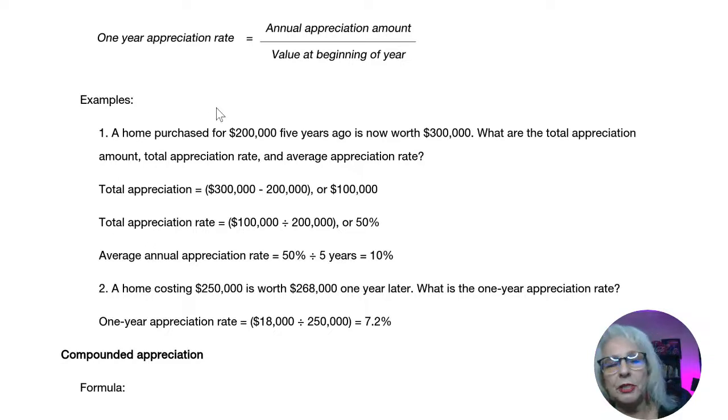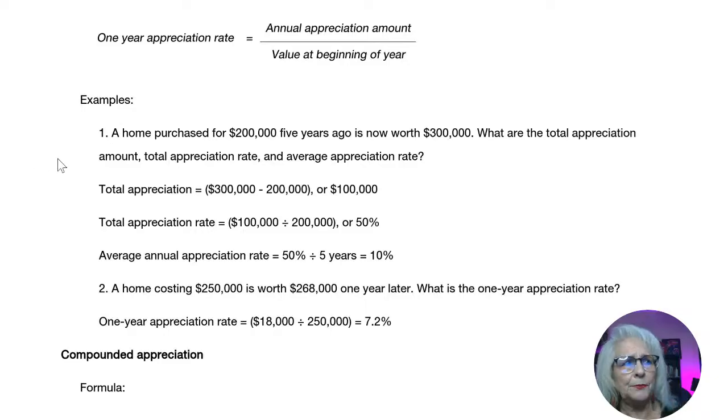The 1 year appreciation rate is the annual appreciation amount divided by the value at the beginning of that year. So if it was bought in 2010 and we're currently calculating appreciation for now, it would be the 1 year appreciation rate and the annual appreciation amount. Let's say it appreciated 5,000 in the last year, and you put the value at the beginning of that year, which would be right now 2026.